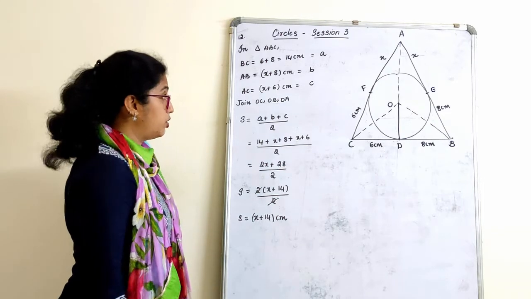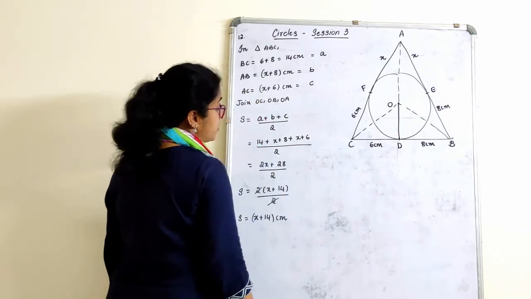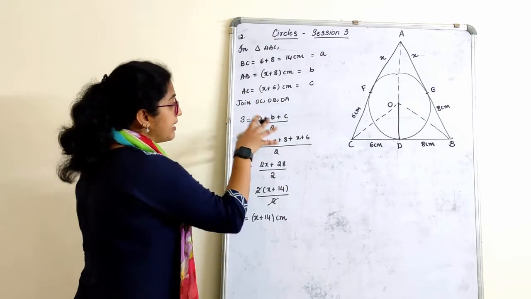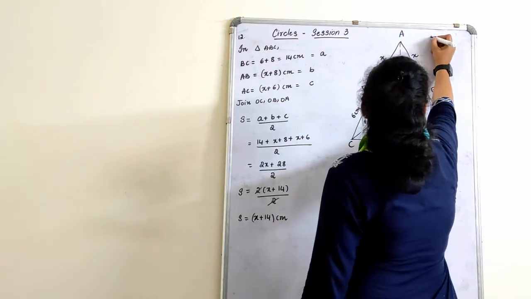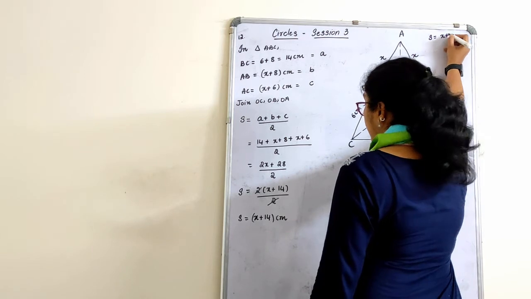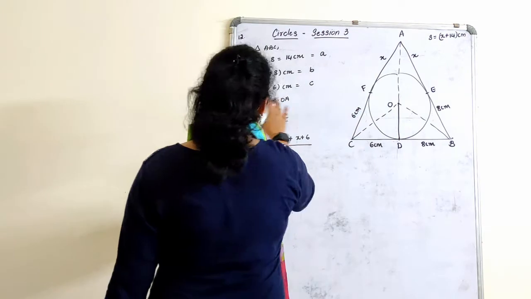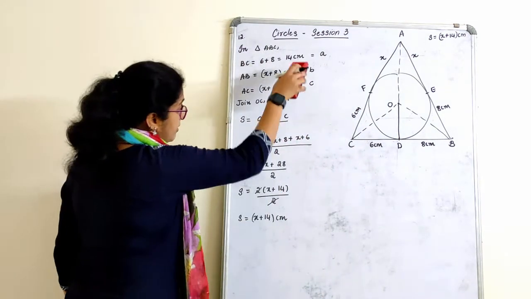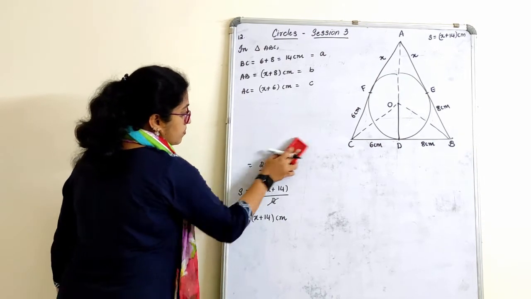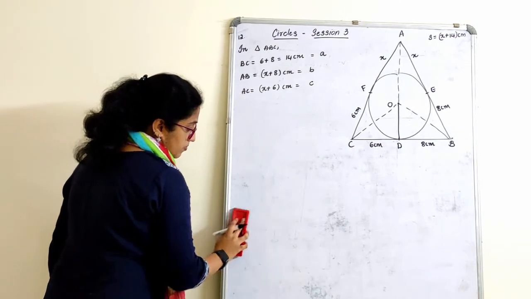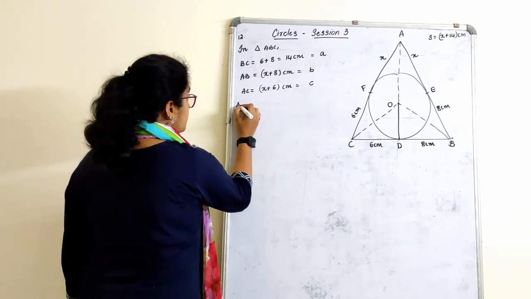Okay. I require a lot of space, children, for this. So I will do one thing. I will do this half part of the sum here. Then later I think I have to erase this because I again require this part. This much you have understood. I will just write here so that I will make use of it. S is equal to x plus 14 centimeter. Okay. I'll only rub this much part now. Let the upper part be. I'll clear this.